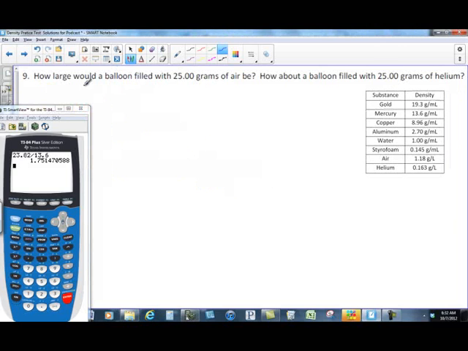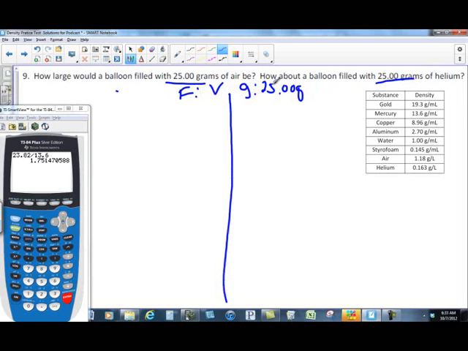Number 9, how large would a balloon filled with 25 grams of air be? How about a balloon filled with 25 grams of helium? Okay. So how large, and I'm going to split the screen again. One side will be air, one will be helium, but for both of them, we're trying to find how large, which is code word for, we're trying to find the volume, and our given is 25.00 grams. And in both cases, those are the same givens, and in this case I want air, in this case I want it for helium.